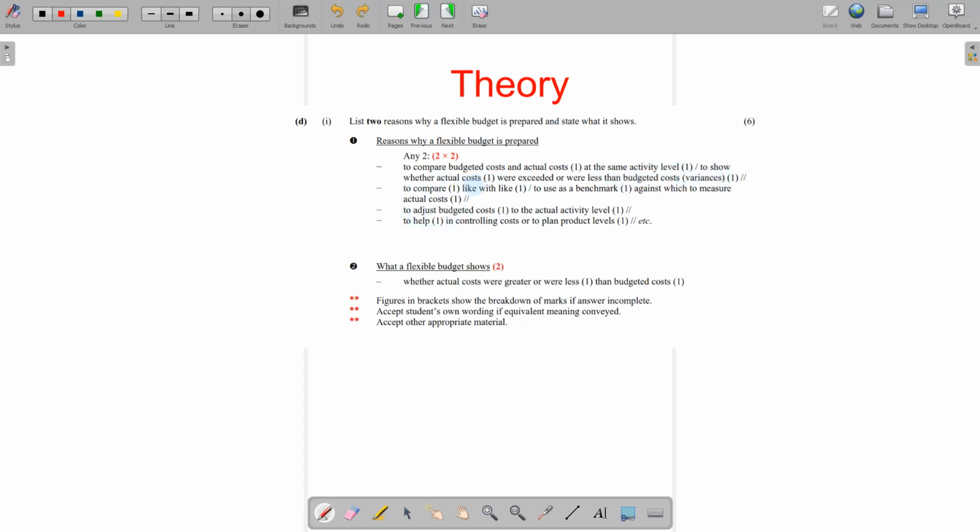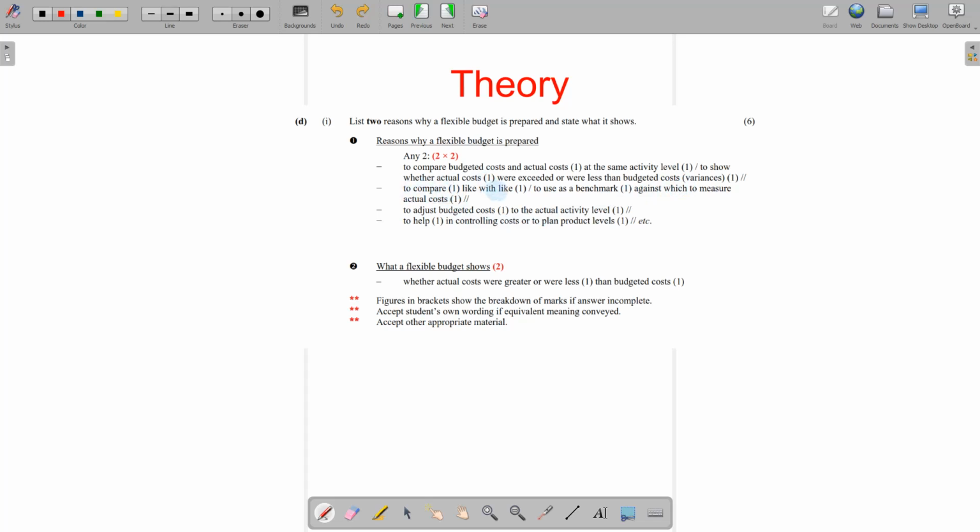Or it says to show whether actual costs were exceeded or were less than budgeted costs. Okay, similar enough. They're not the exact same, but you couldn't get 4 marks for that because of how similar they are. So that's why you see the slash here. It's saying that if you compare budgeted costs and actual costs at the same activity level, you'd get 2 marks. But if your second point was to show whether actual costs were exceeded or were less than budgeted costs, you would not get another 2 for that because of how similar they are.